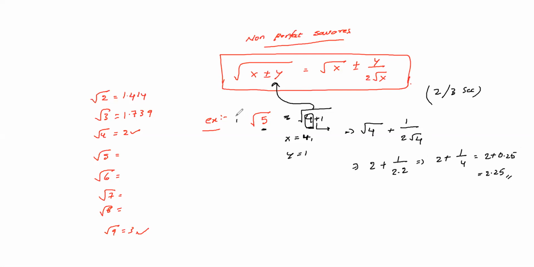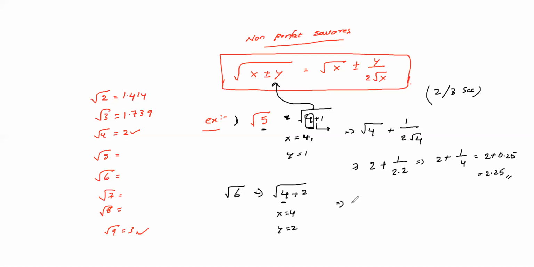Okay, so just try to understand this one, or else I'll do one more thing. Let's say I'll do root 6. I'll take 4 plus 2. So the first x value should be a perfect square. So x is equal to 4 and y is equal to 2.